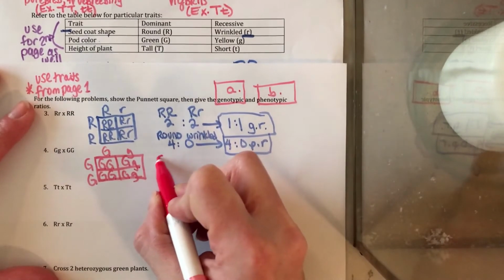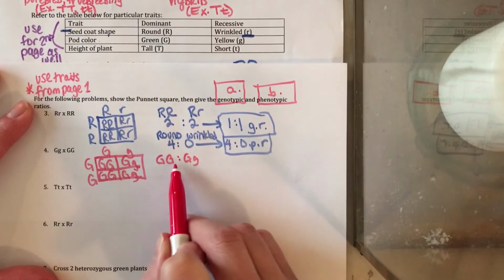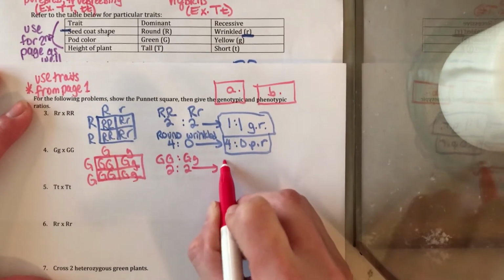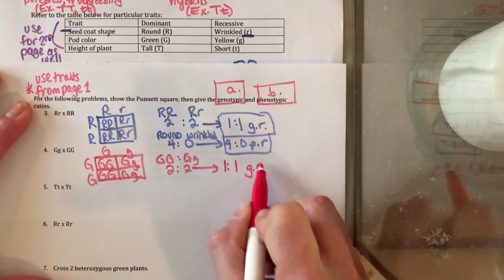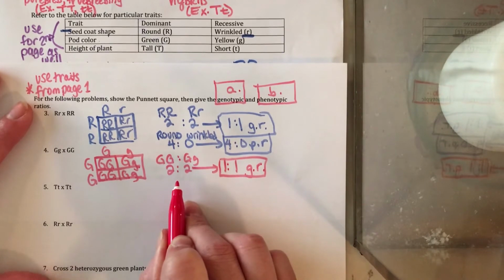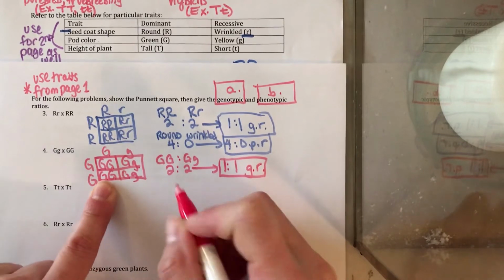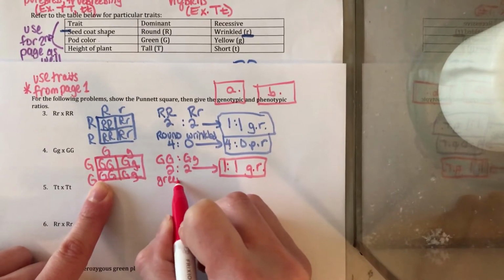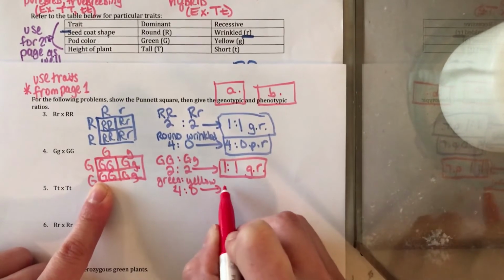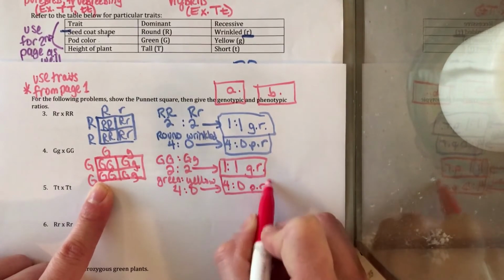So our genotypic ratio is just comparing capital G, lowercase g, and here's 2-to-2. We typically do reduce that to 1-to-1, as I said. If you put that, I would not mark it as incorrect. And in this case, we're not comparing round and wrinkled. In this case, it would be green to yellow, and we have a ratio of 4-to-0. So 4-to-0 would be the phenotypic ratio.